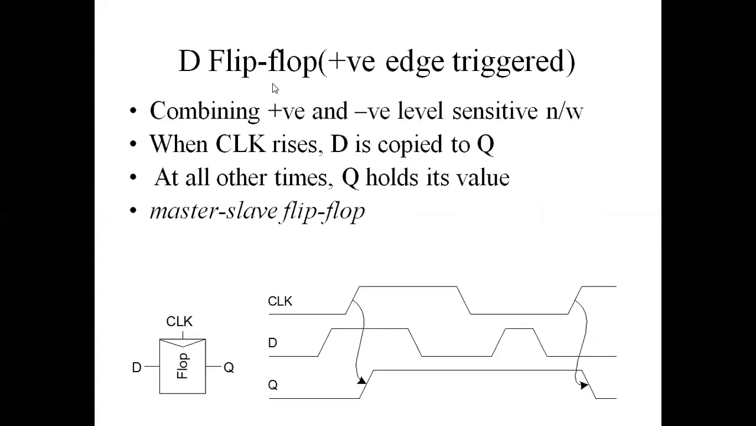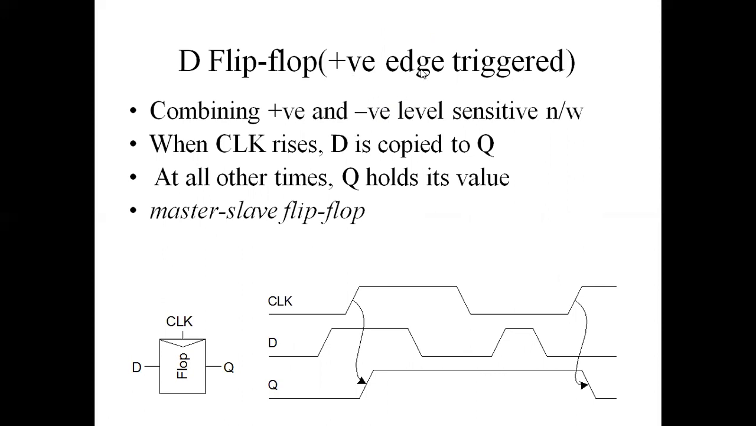Now we will see the D flip-flop, that is a positive edge trigger. So how to implement the positive edge trigger flip-flop? Just combine the positive and the negative level sensitive networks here. Now how is the operation or the timing diagram here? When a clock rises, D is copied to Q.